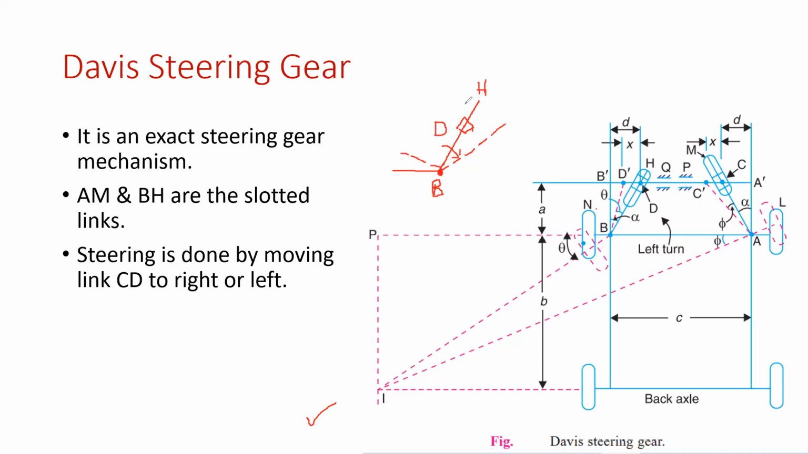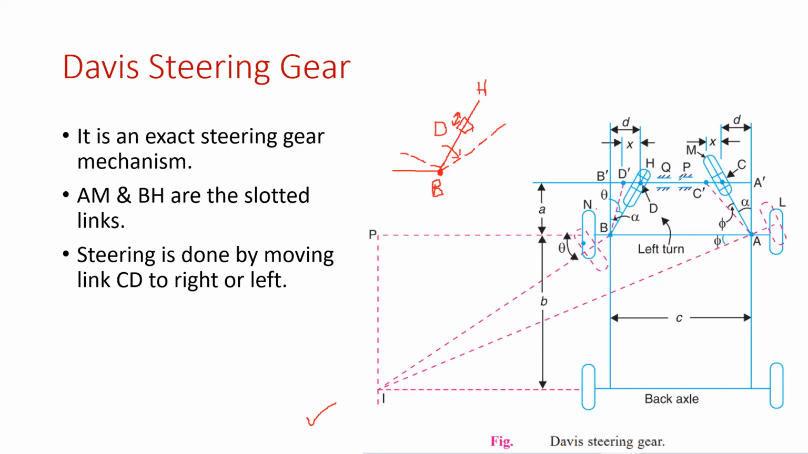So this slide is free to slide on link BH. This point D can slide over the slotted link BH. So are you getting the construction? This is a slotted link BH and another slotted link is AM this way. And these two sliders are connected by the third link, that is link CD. So this point and this point are connected. Okay.